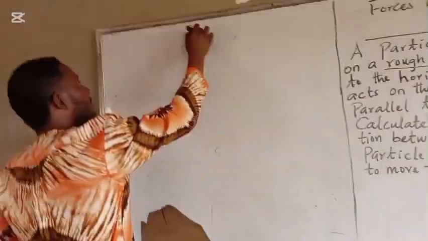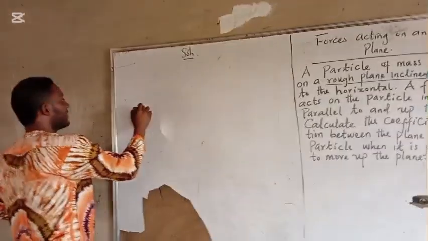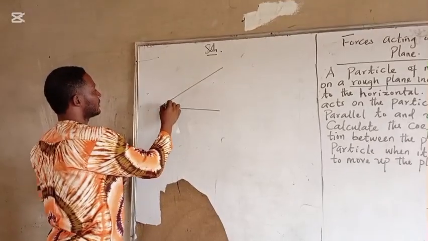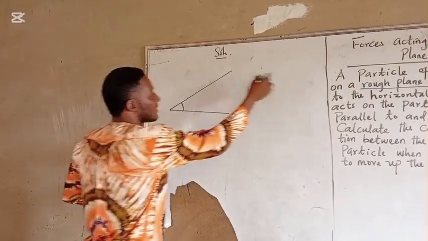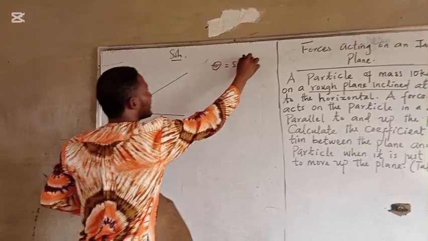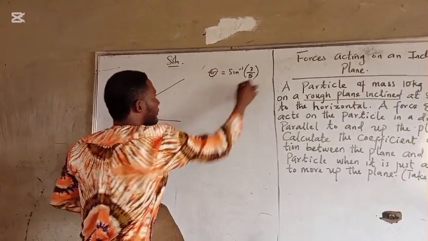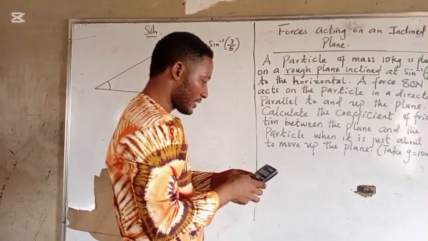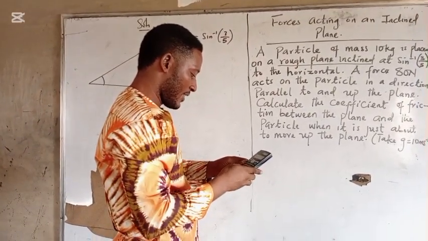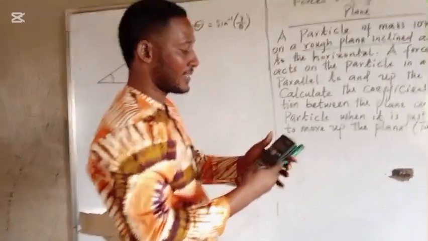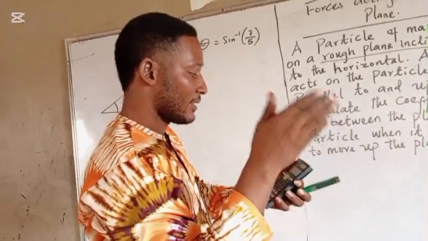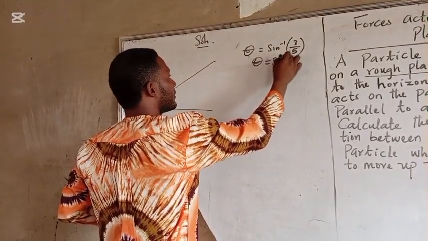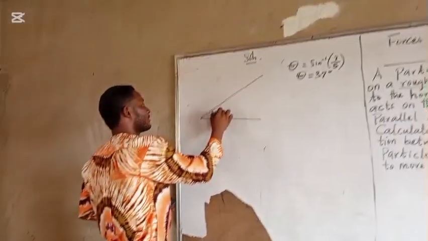So, solution. The first parameter we are going to include here is the inclined plane, the horizontal ground, the angle which is given to us, theta, to be equal to arc sine 3/5. So we can calculate that with our calculator by pressing shift sine 3/5. We are going to get 36.86989765, which can be approximated to theta equals 37 degrees. So that means the angle of inclination is 37 degrees.